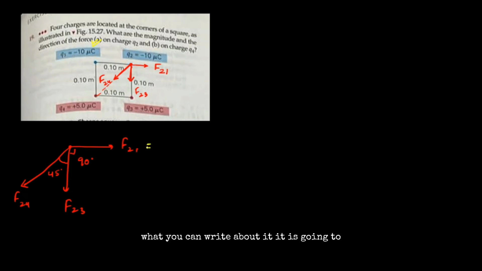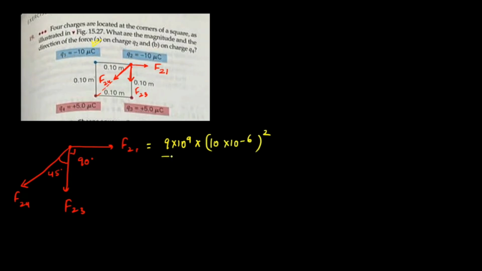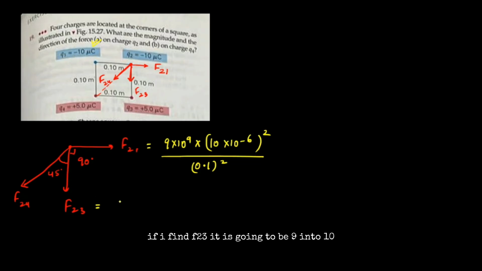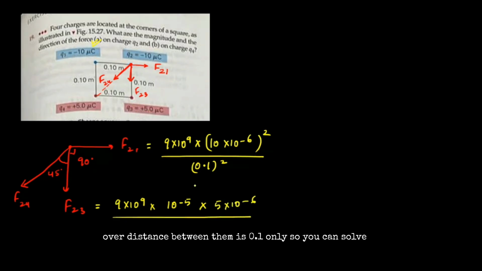So F21, what can you write about it? It is going to be 9 into 10 to the power 9. Q1 and Q2 are both 10 microcoulombs, so let me write it as 10 into 10 to the power minus 6 whole square, because the values of both charges are the same, over the distance between them. The distance between them is 0.1, so 0.1 square. If you solve it, you get the value of F21. Similarly, F23 is going to be 9 into 10 to the power 9, times Q1, which is 10 microcoulombs, so I can write it as 10 to the power minus 5, times 5 microcoulombs, which can be written as 5 into 10 to the power minus 6, over the distance between them, which is 0.1 only. You can solve it and get the value of F23 as well.